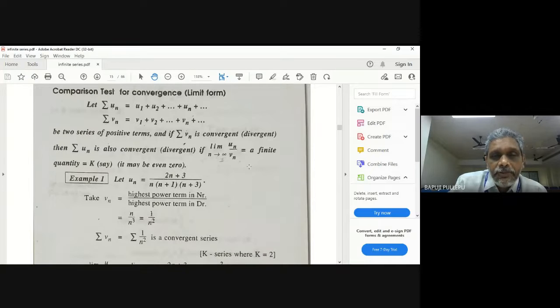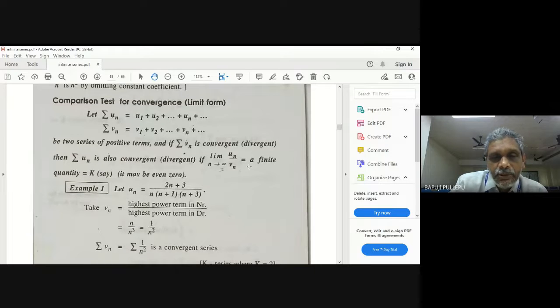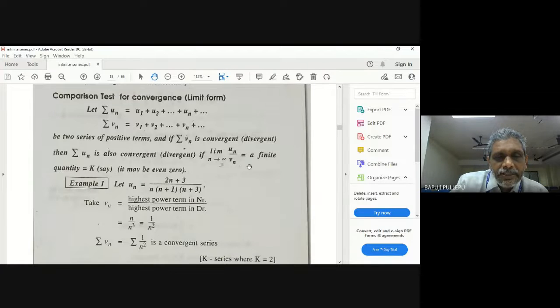Un is equal to 2n plus 3n. So Vn, now I will choose. In the numerator we can take n common, in the denominator we can take n cube. n by n cube is what? 1 by n square. You can take that.